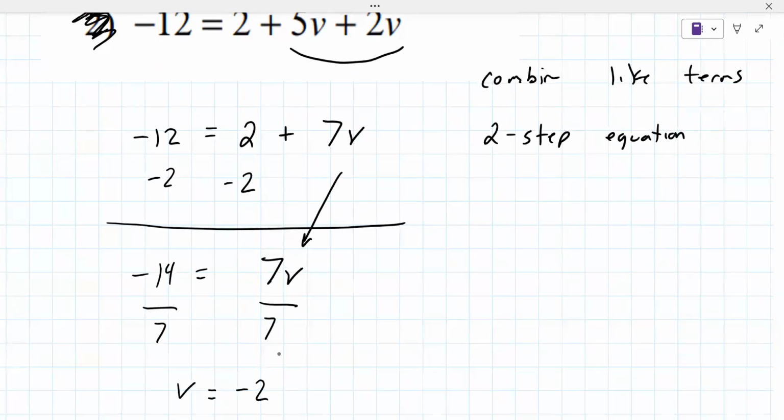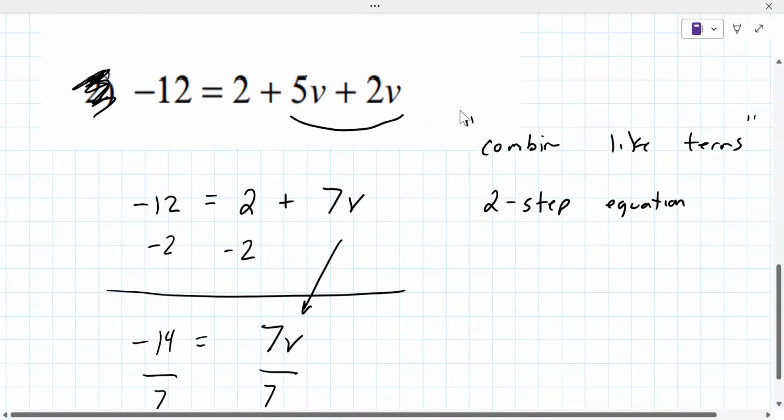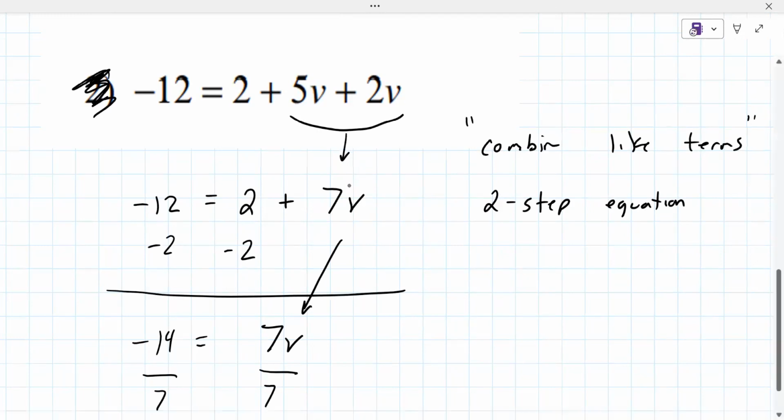So what's the first step you do again? Do you mean from the beginning, or from just the 2-step equation part? From the beginning. You combine like terms. So 7v. Okay. 5v plus 2v, combine like terms. Then you bring everything else down. And that second line is a 2-step equation. So it's something you've seen before many times. And then the next part, you just solve like the 2-step equations we've done last time.